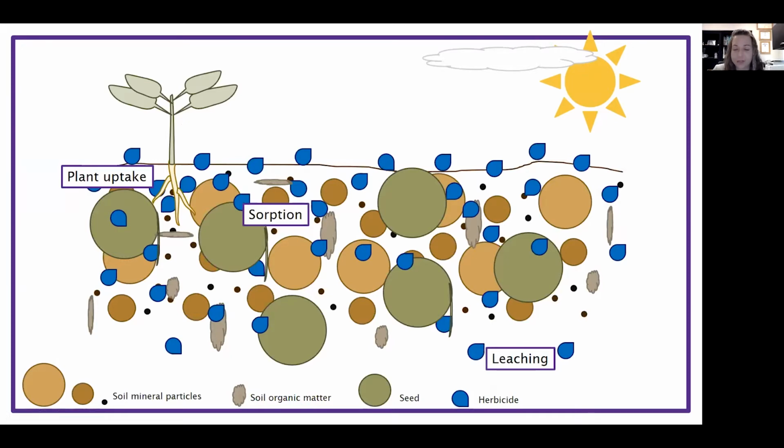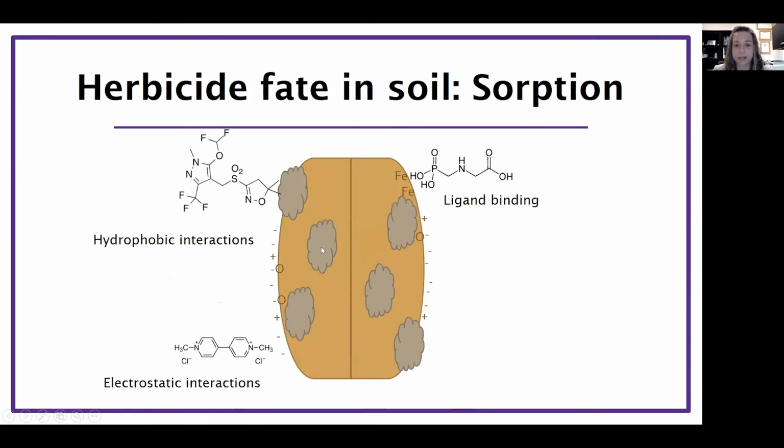So the third thing that we need to look at here in terms of what happens to herbicides after they're applied to the soil is a process called sorption. In my little cartoon here, we've got different soil particles: sand, silt, clay, and some organic matter. The two components of the soil that are most important for sorption are the clay fraction and the organic matter fraction. So here's a blown-up cartoon of what might happen in the soil that facilitates sorption.